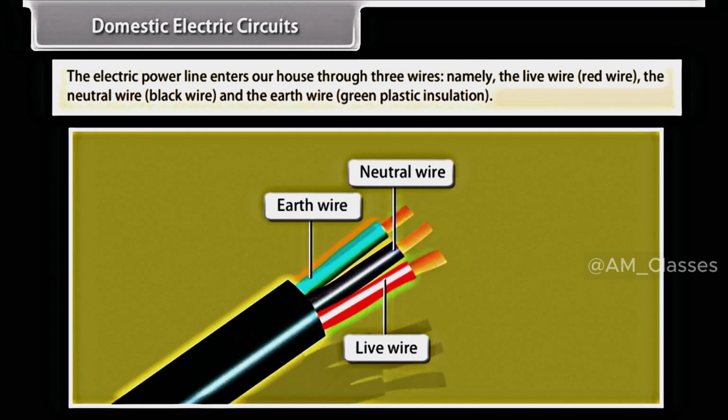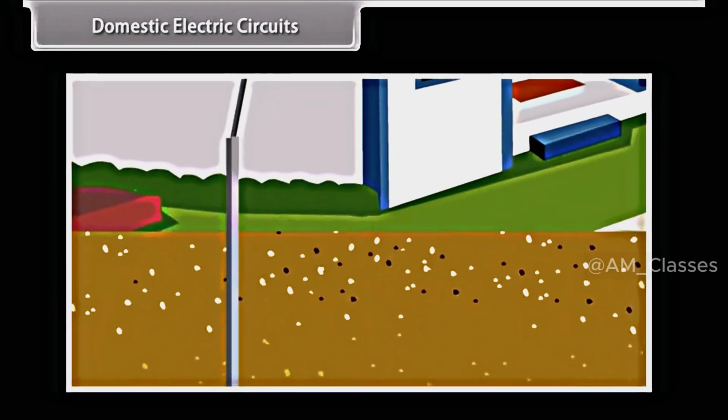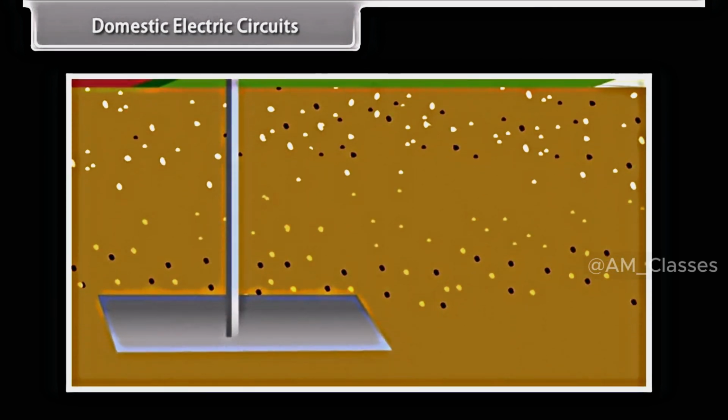The live wire has a high potential of 220 volts and the neutral wire has 0 potential. Thus, the potential difference between the live wire and the neutral wire is 220 minus 0, which equals 220 volts. There are different circuits used for different appliances in the house. The earth wire is connected to a metal plate deep into the earth to avoid receiving any severe shock in case of any leakage of current while using the appliances.